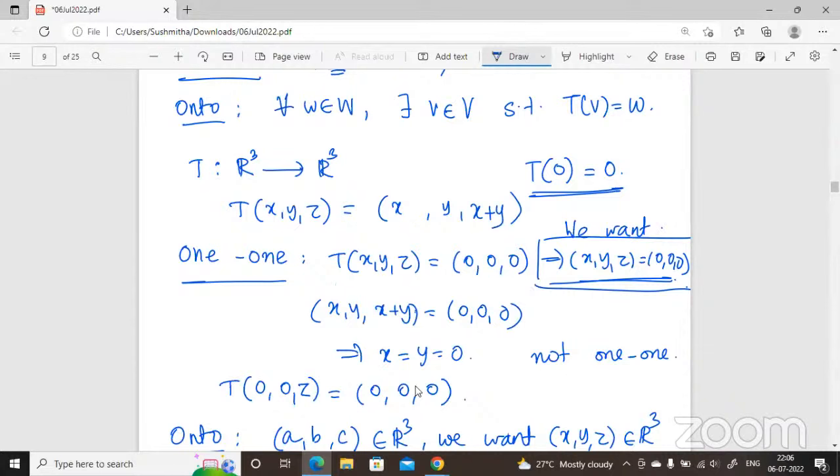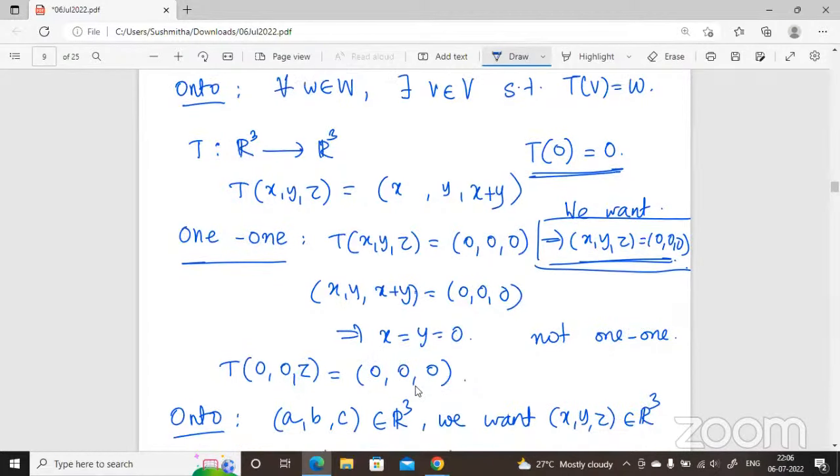So what is T of x, y, z? As per definition, it is x, y, x plus y. That is equal to 0, 0, 0, which is what we started with. So when I put this, what do I get? I get x is equal to y is equal to 0. To get the required conclusion, I want z also to be equal to 0, but we cannot say anything about z.